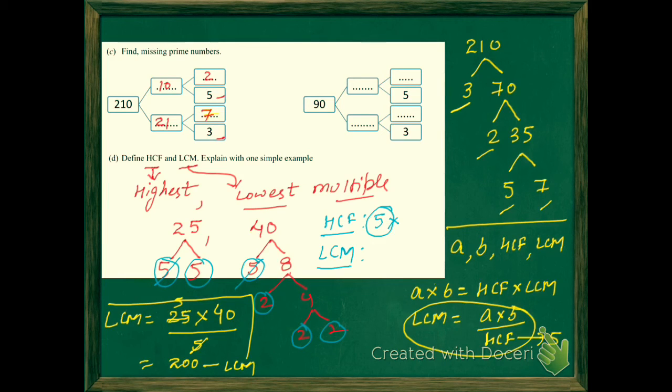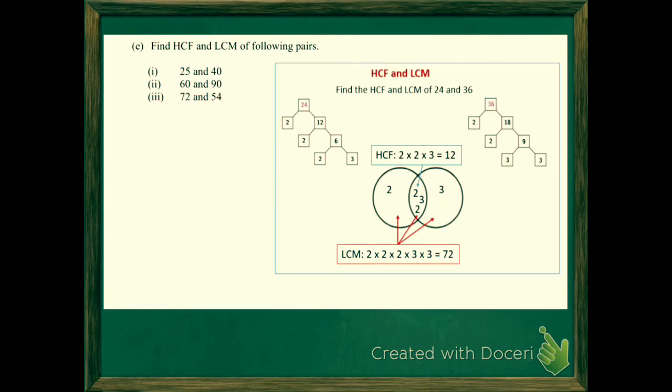The other way is you write all multiples of 25. For 25 you can start with 25, 50, 75 and so on, and then you start with 40: 40, 80, 120, 160, all. So you will see 200 will be the first number which will be common in both. So that's why you can say 200 is the LCM. We'll see some more examples.